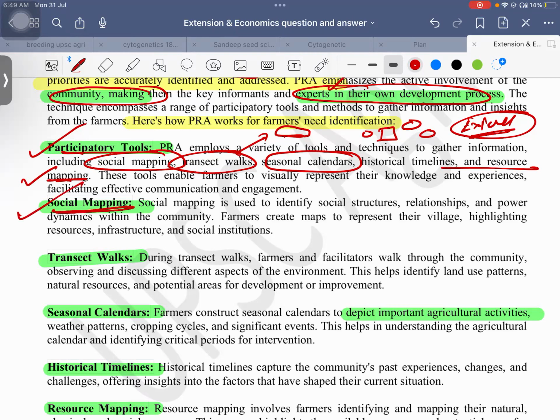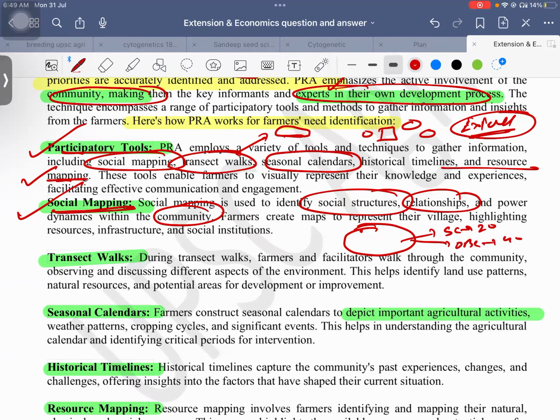And next is social mapping. Social mapping means we see the social structure, relationships, and power dynamics of the community. We create a map and see which communities are in which place. It may be that the scheduled caste community is 20%, other backward classes 40%, and general 40%. Based on this, we know we need to focus on the scheduled caste communities. In some villages it may be 60%, so we know all our policies should be oriented towards the scheduled caste because they are the highest percentage.